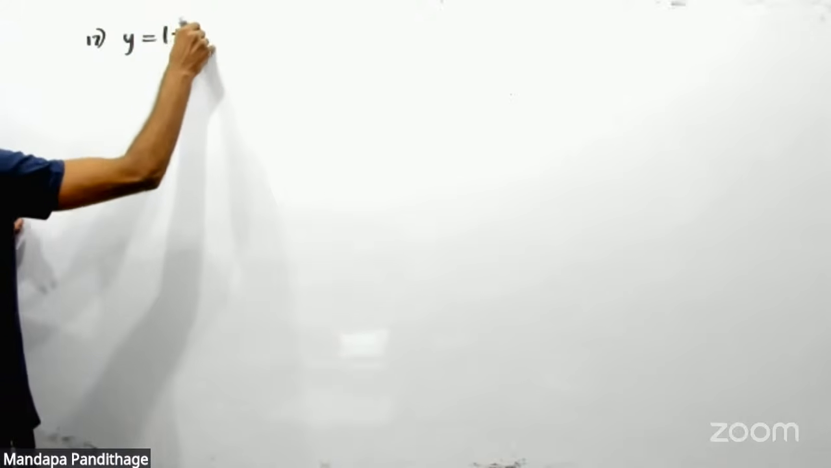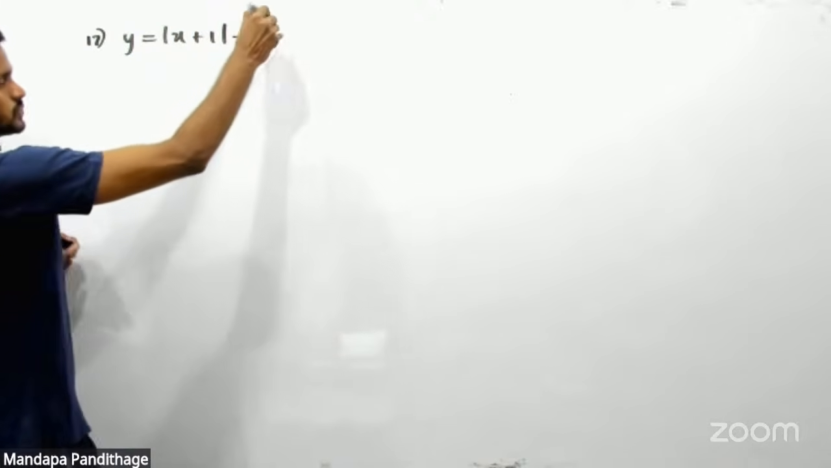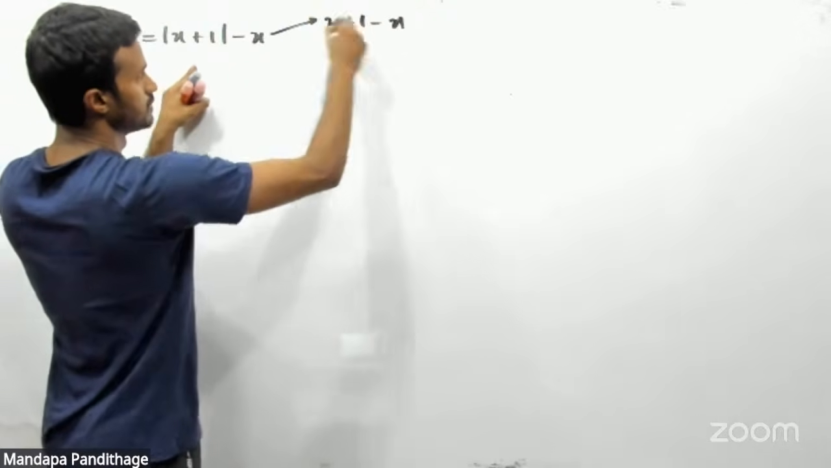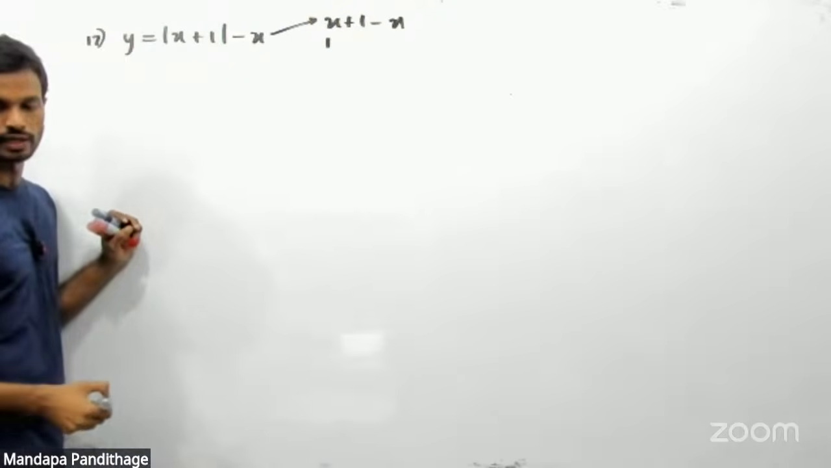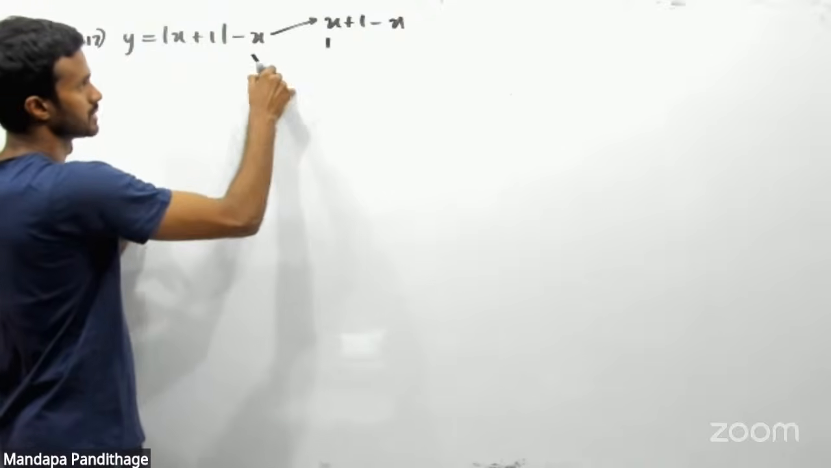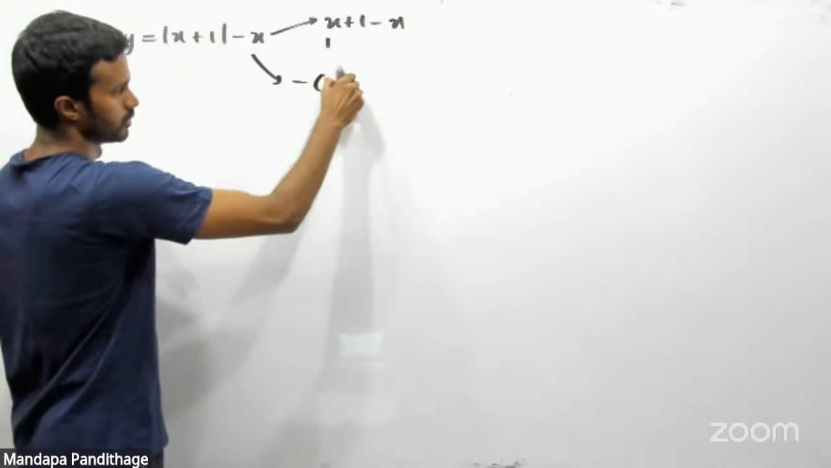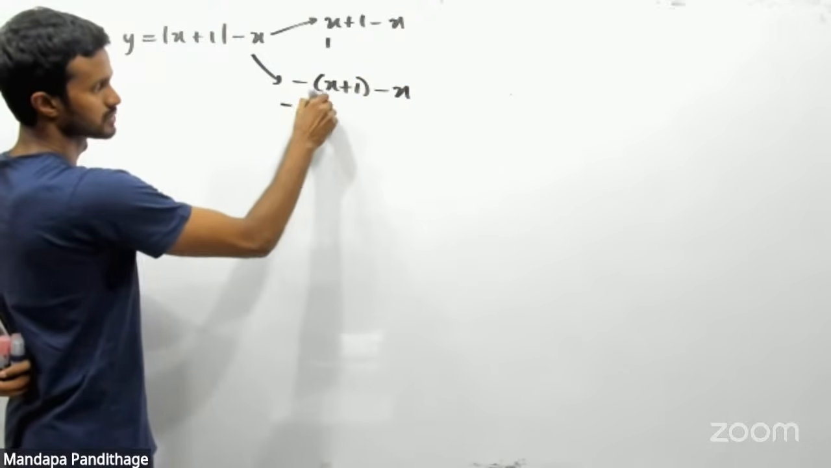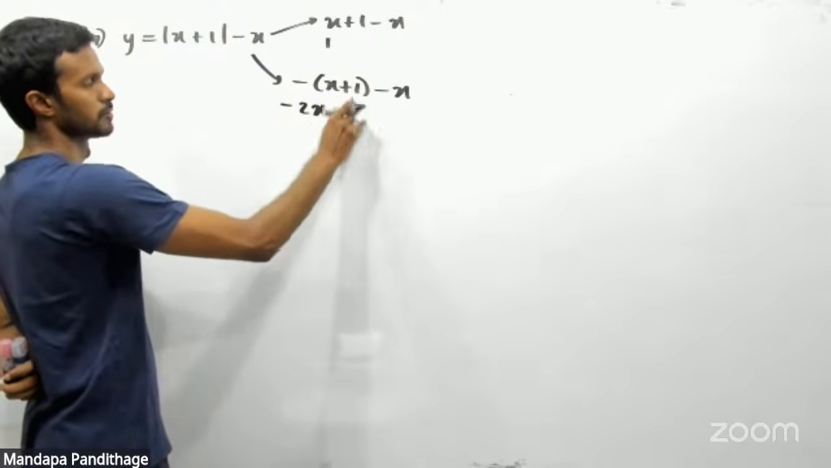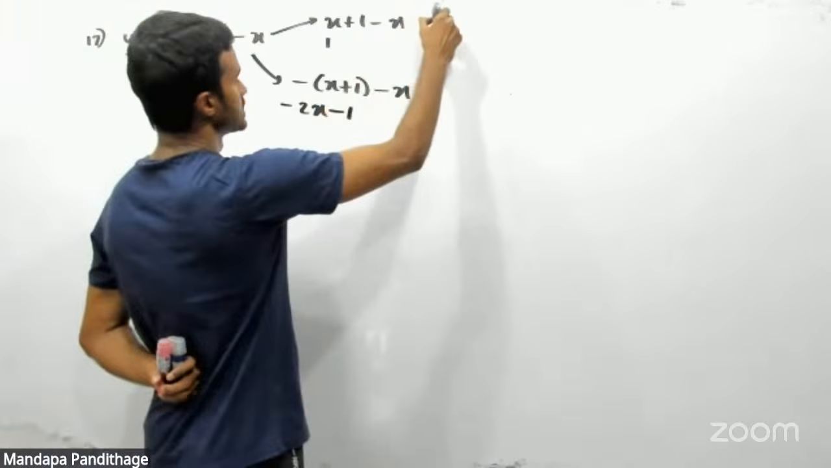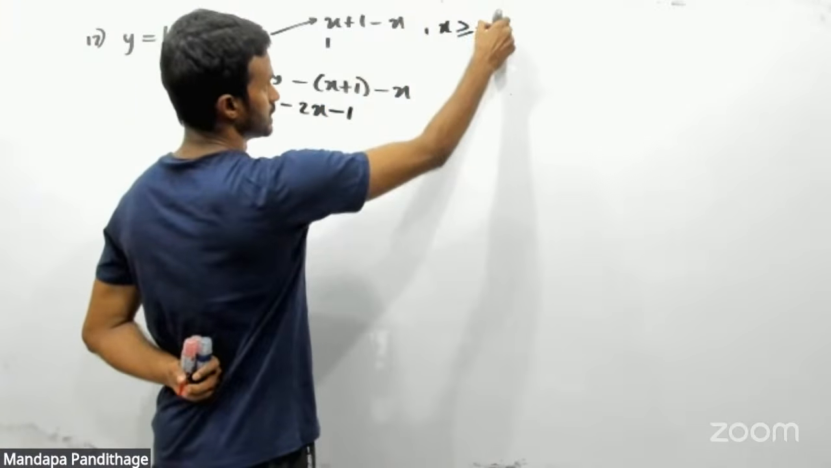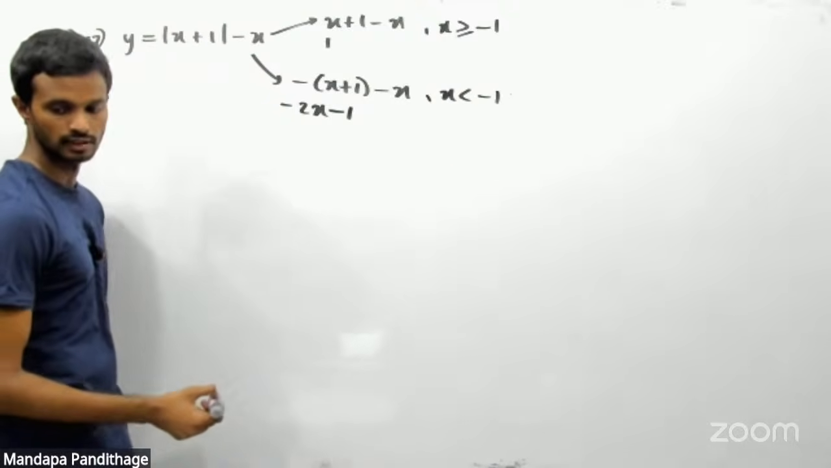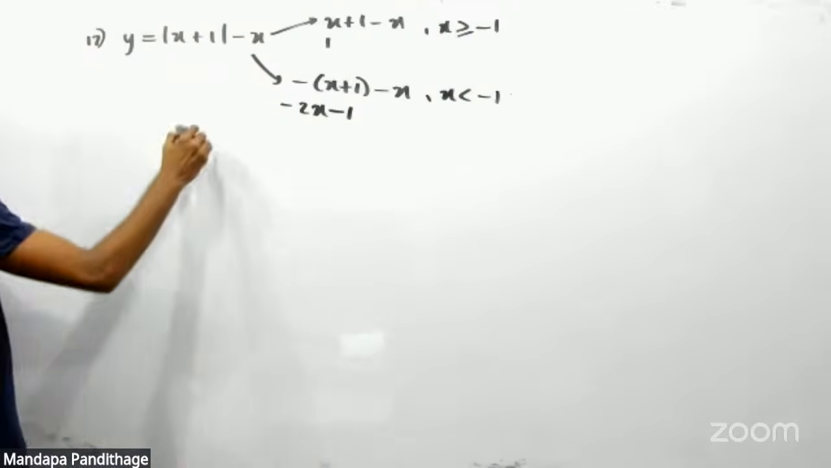Question number 17 is y equals modulus x plus 1 minus x. If this directly comes out, it's x plus 1 minus x, giving you 1. Basically, you have y equals 1 here. And here, when it becomes minus x plus 1 minus x, minus x gives you minus 2x minus 1. This is when x is greater than or equal to minus 1, and this is when x is less than minus 1.